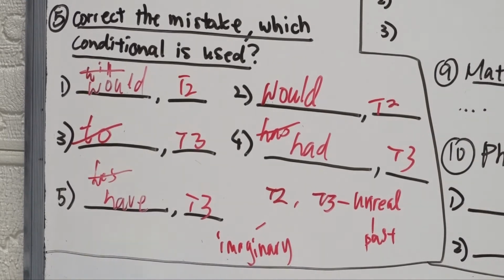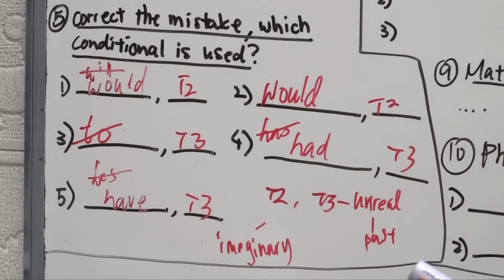Another way is the situation. He would move to a bigger house, right? That is talking about now. Would move to a bigger house, talking about now. I would tell her the truth. Can be now, I would tell her the truth, or in the coming future, I would tell her the truth.